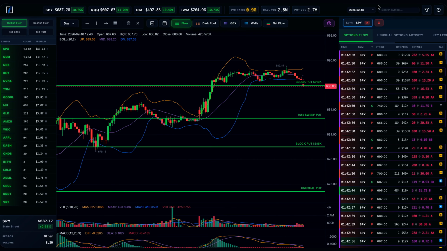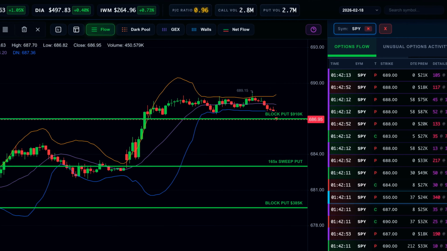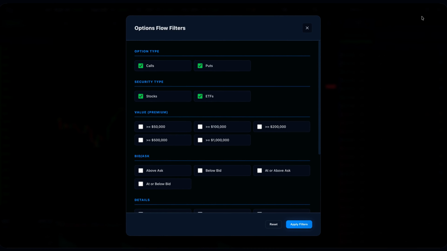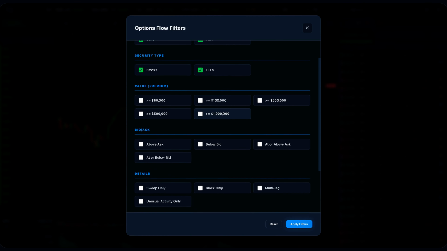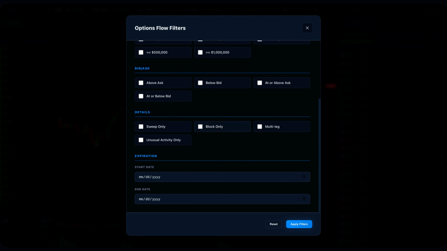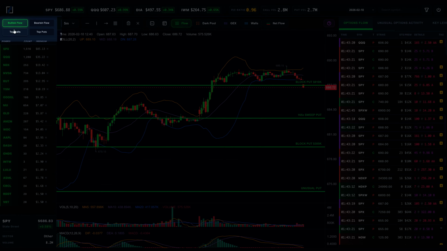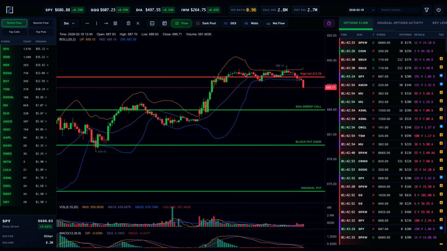We can also time travel by picking any past trading day using the day selector. We can search to jump to any stock or ETF. The filter button lets us narrow down what we see by symbol, size, and more. We stay in control. On the left column, there are 4 tabs: Bullish Flow and Bearish Flow.